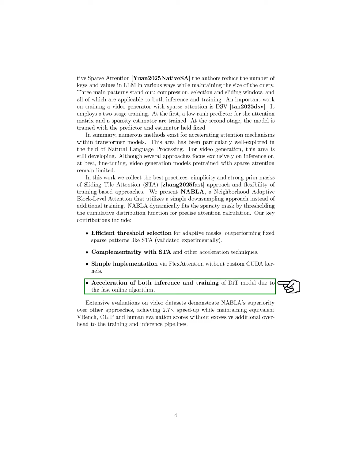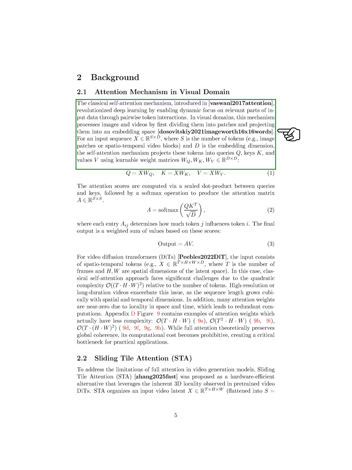Section: Background. In this section, we discuss the background of attention mechanisms in the visual domain. The classical self-attention mechanism, introduced in a key paper, transformed deep learning by allowing dynamic focus on important parts of input data through interactions between tokens. In visual tasks, this mechanism processes images and videos by breaking them into smaller patches and mapping them into an embedding space. For an input sequence represented as a matrix, we project these tokens into queries, keys, and values using learnable weight matrices. We calculate attention scores by taking the dot product of queries and keys, followed by a softmax operation to create an attention matrix.